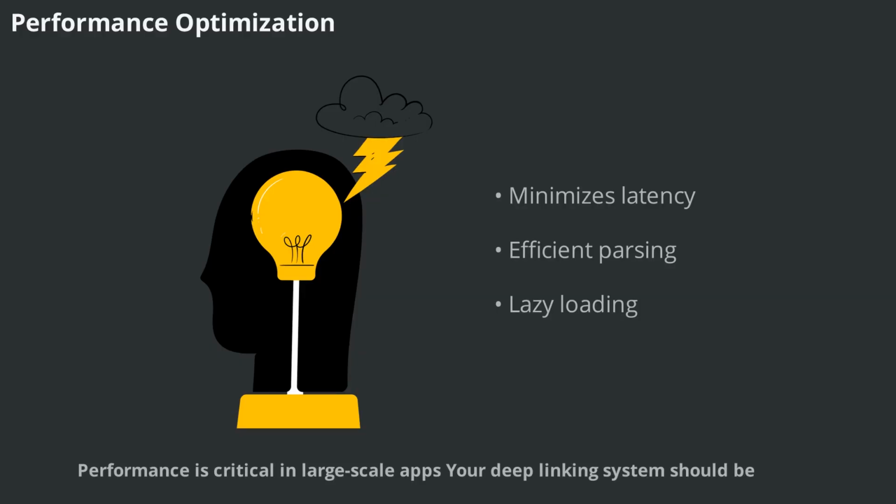Performance is critical in large-scale apps. Your deep linking system should be optimized to minimize latency and resource usage. This includes efficient parsing, lazy loading of modules, and avoiding unnecessary computations. Regular profiling and optimization keep your app fast and responsive.